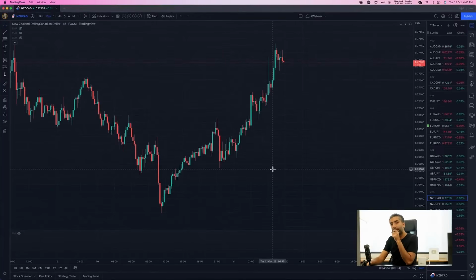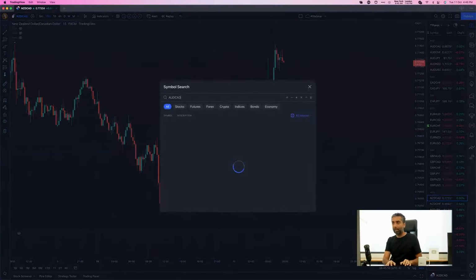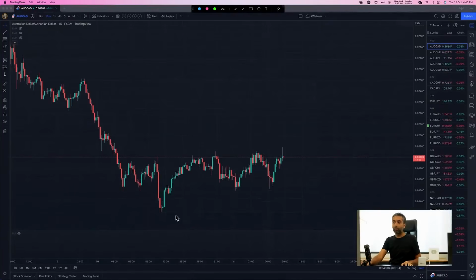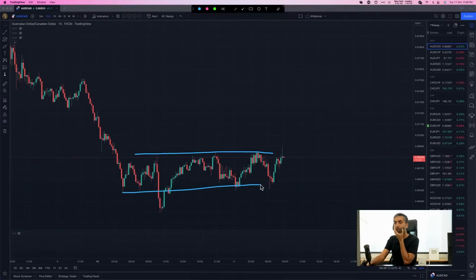I was looking at the same area on Aussie CAD. But unlike New Zealand CAD, where it went up and up like that, I was watching it as, this looks like a range to me. And where New Zealand CAD was turning over, my Aussie CAD was turning over. Now, the turning over part might sound a little confusing, but you guys know how to do that now.